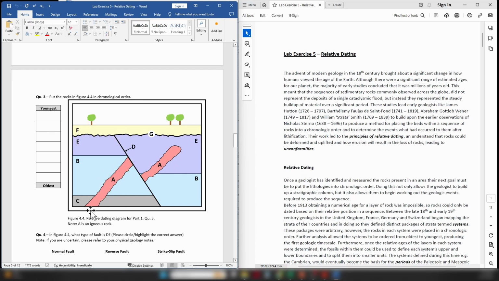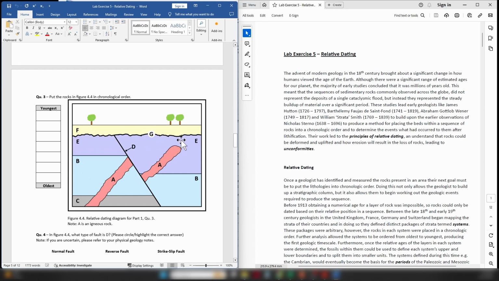So the first thing you'll notice is for C, B, and E, you can see that we have these nice horizontally bedded rocks. So this means that the principle of superposition is probably going to be helpful here. We also obviously have some kind of igneous dike, which is A, and we have a fault, which is D. So the principle of cross-cutting relationships may be helpful in this instance.